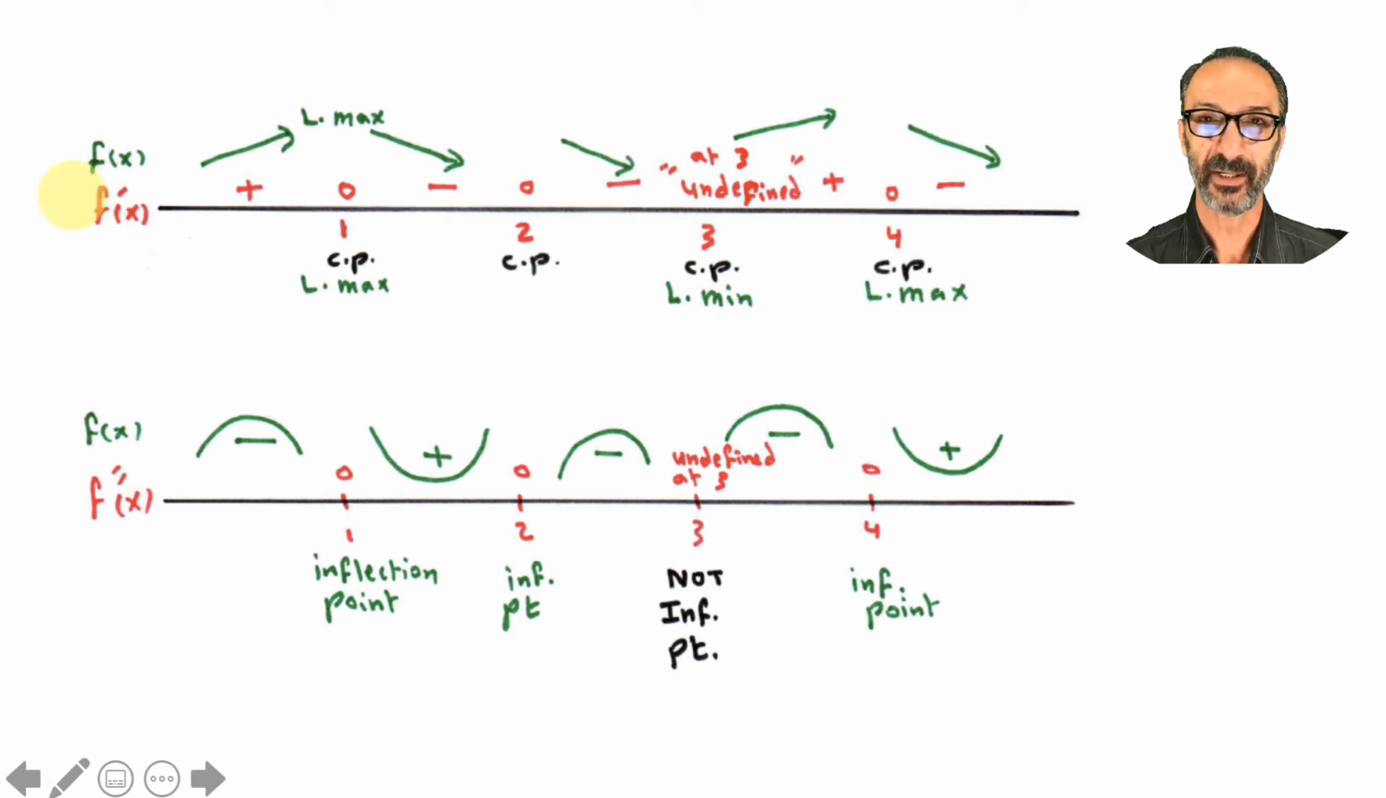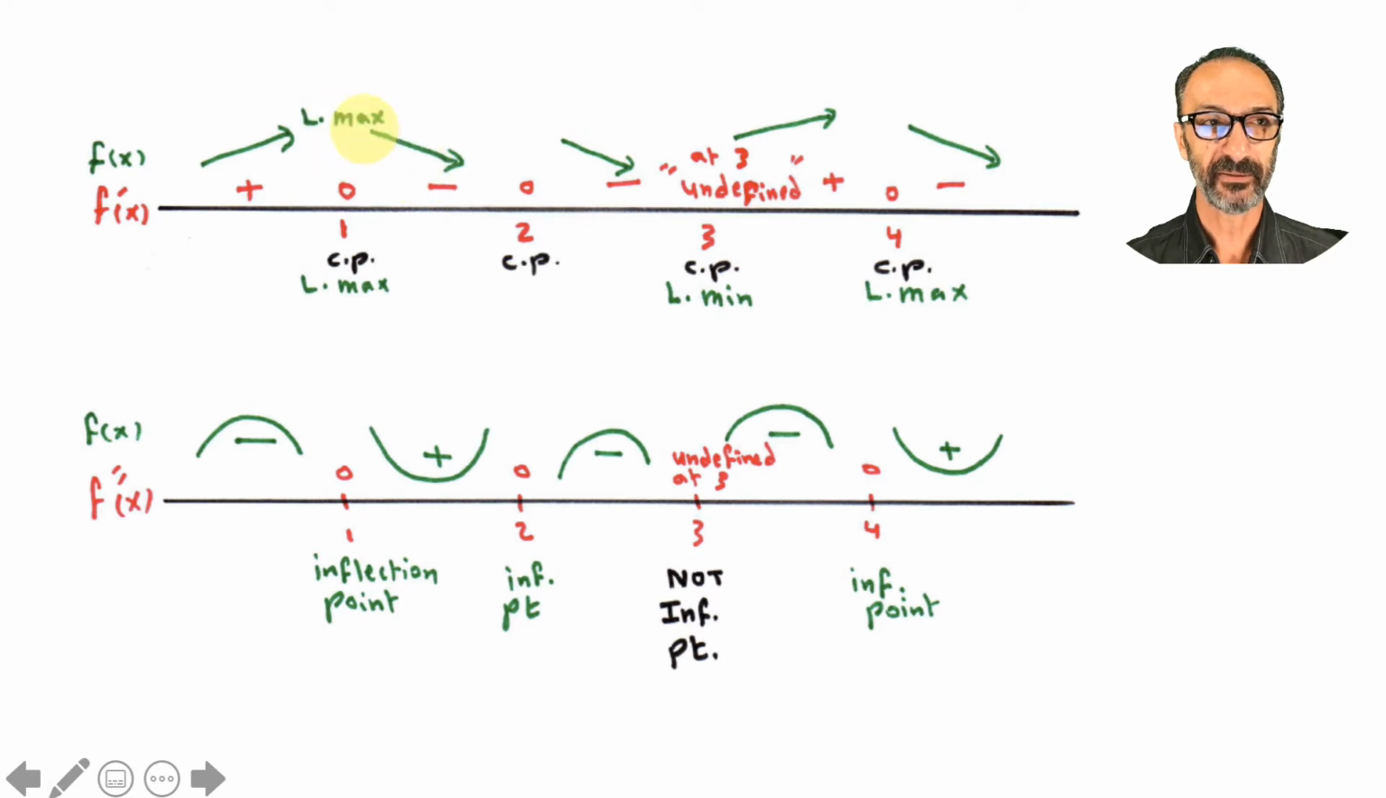Now, f prime at 1 is 0. At 2, it's 0. At 3 it's undefined. At 4, it's 0. That means these points are called critical points. Here I added undefined. It doesn't have to always be 0. That means it's a sharp edge. That's what it means, especially if it's connected and continuous.